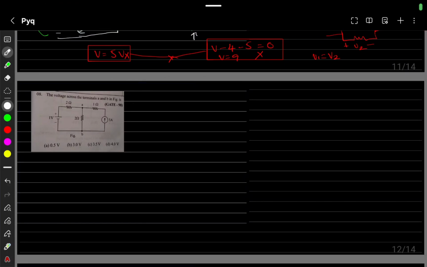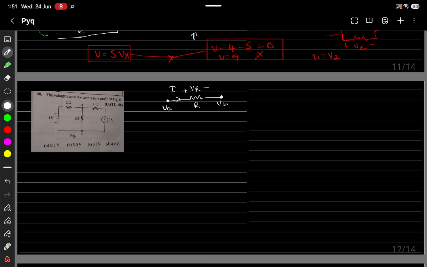Let's solve this 1 mark GATE ECE 1998 question. Before solving this, let me teach you a basic concept. So the potential at this point is VA, the potential at this point is VB, and the voltage across resistor R is VR. Since the current is flowing in this direction, for a resistor the current will always enter the positive terminal. So this is the diagram.